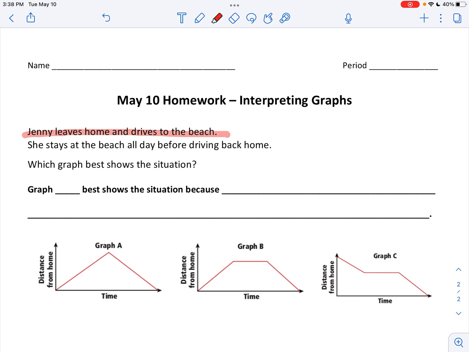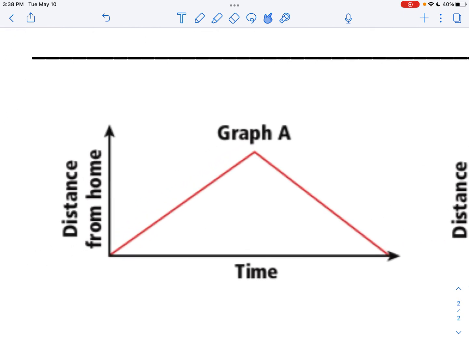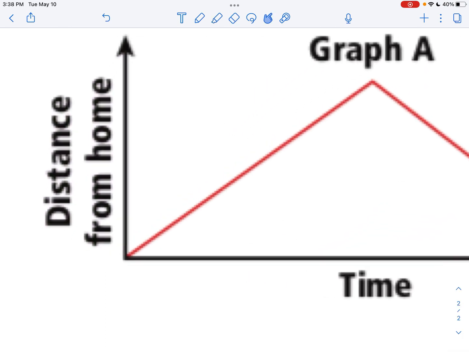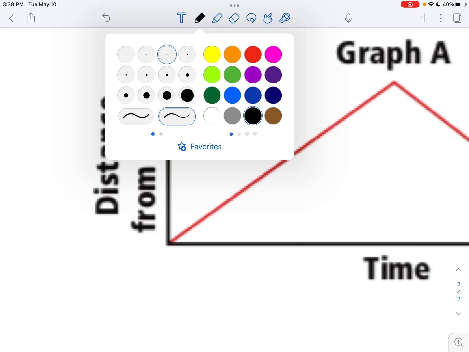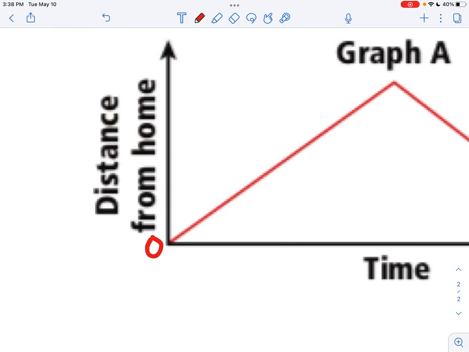Right? So I'm going to stop right there and look at all three graphs to see if I can find the one that shows that she's leaving her home and driving somewhere. When I look down at these graphs, I can see that on the y-axis, on the up and down, it says distance from home. Right? So if that's the distance from home, I can also imagine the numbers that would be on the y-axis, and that would be 0, maybe 10, 20, 30, maybe 40 miles. I don't know how far away the beach is, all right?